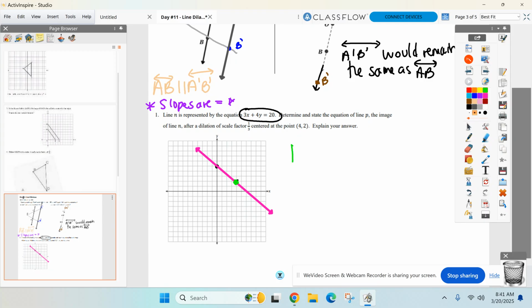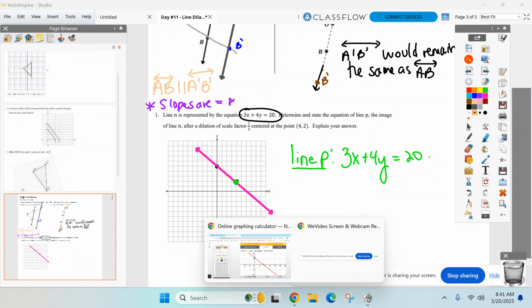The equation of line P will also be 3x plus 4y equals 20. And it does say to explain, so how do I know it stays that exact line and not another equation? In your own words, I'm not looking for anything fancy here. Why does it stay the same line and not a new equation?